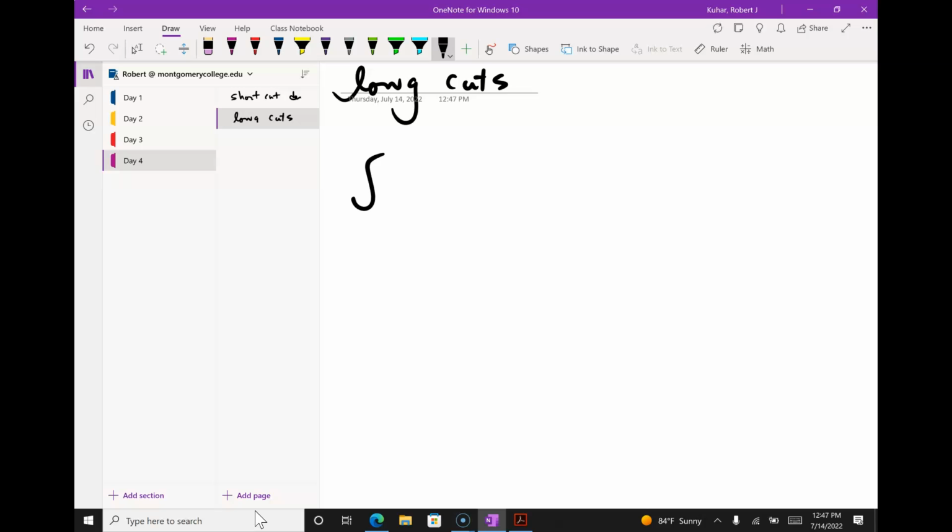Let's say f of x is square root of 2x minus 1. Does anybody know f prime? I doubt you do, but maybe you remember the chain rule. Anybody know this derivative just by looking at it?